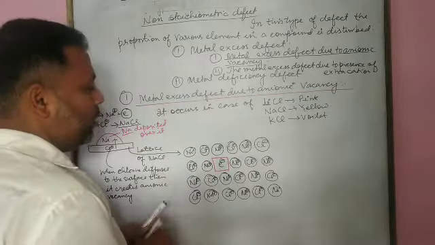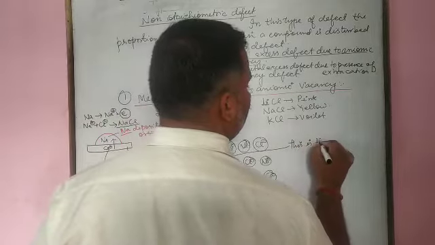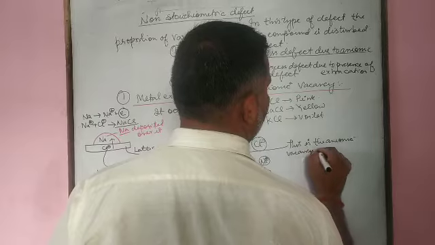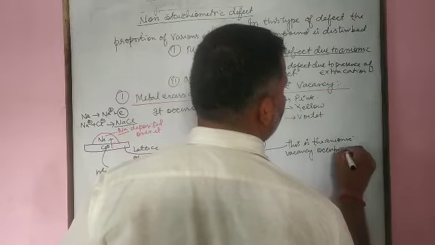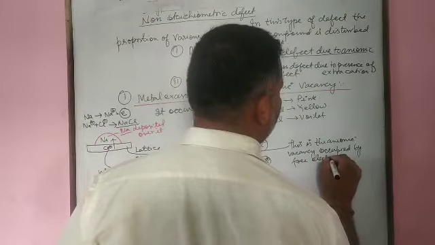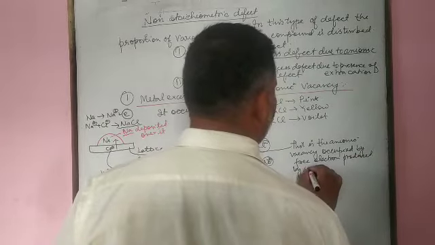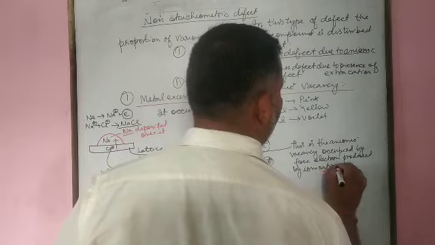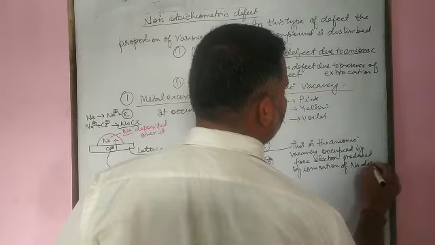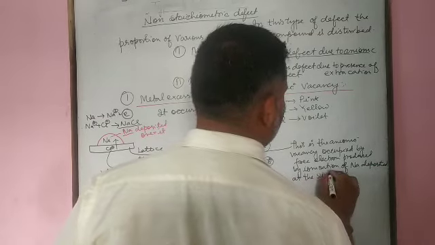What we see here? This is the anionic vacancy, occupied by free electron produced by ionization of sodium deposited at the surface.